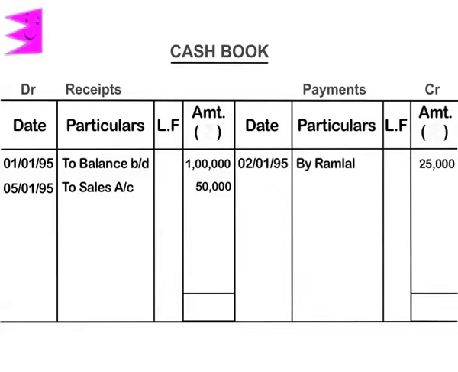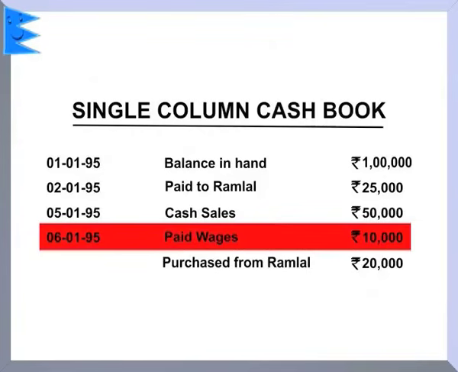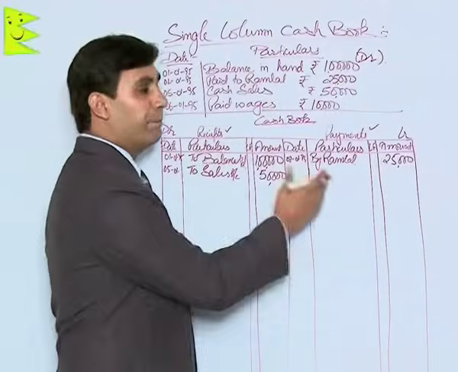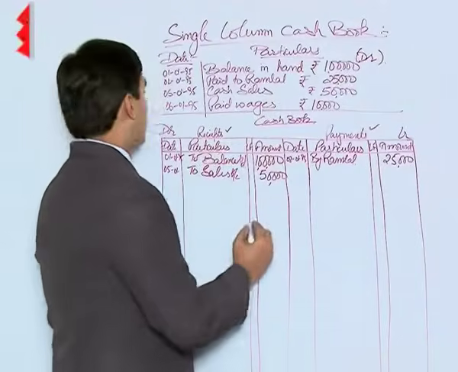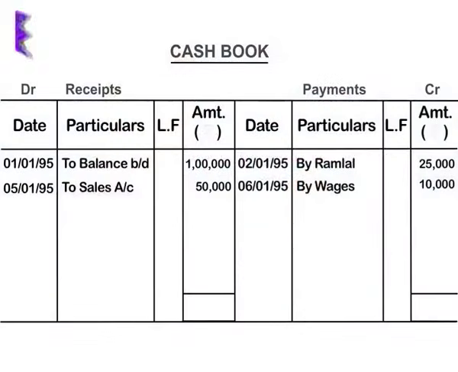Now students, coming to the last transaction that we have, paid wages. Again students, it is paid wages. Payment is made in cash. Now since we are paying something, the entry will appear on the payment side. So here the entry would be on date of 6th January 1995, by wages, 10,000 rupees.